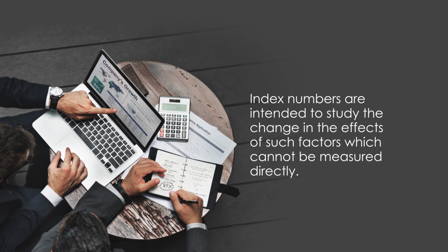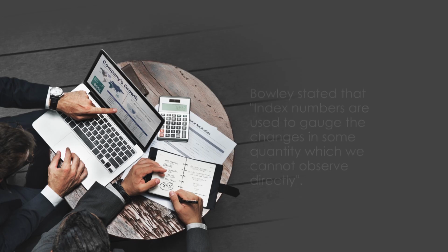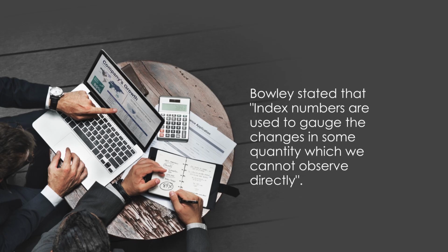Index numbers are intended to study the change in the effects of such factors which cannot be measured directly. Bowley stated that index numbers are used to gauge the change in some quantity which we cannot observe directly. For example, changes in business activity in a nation are not capable of direct measurement, but it is possible to study relative changes in business activity by studying the variations in the values of some such factors which affect business activity and which are capable of direct measurement.